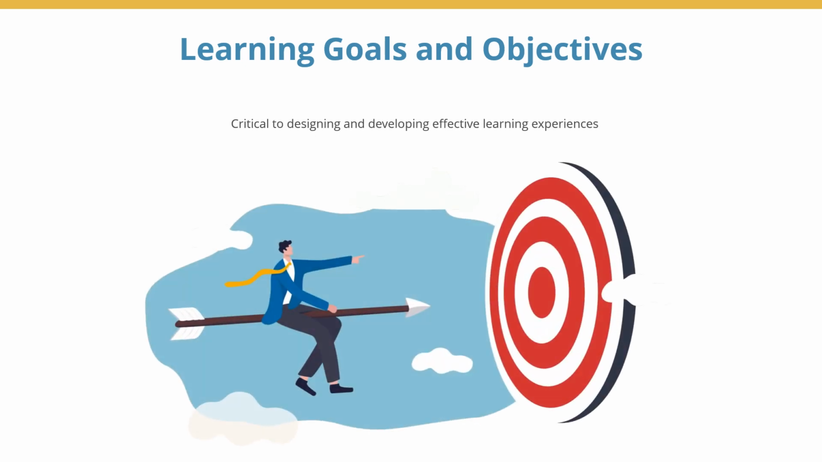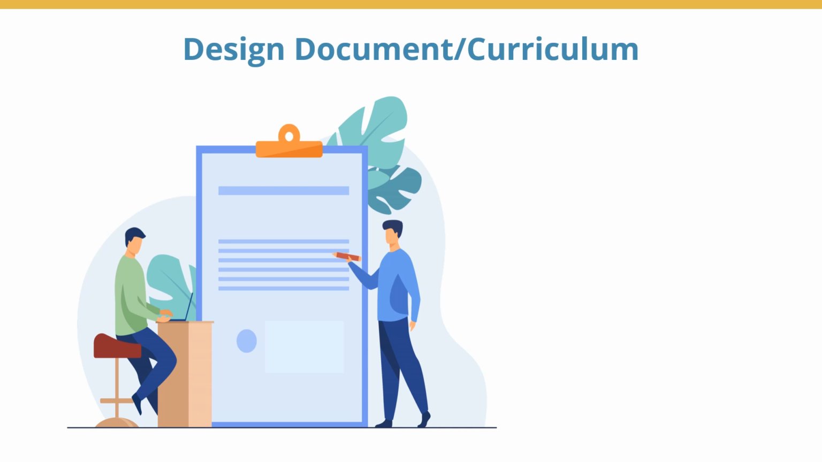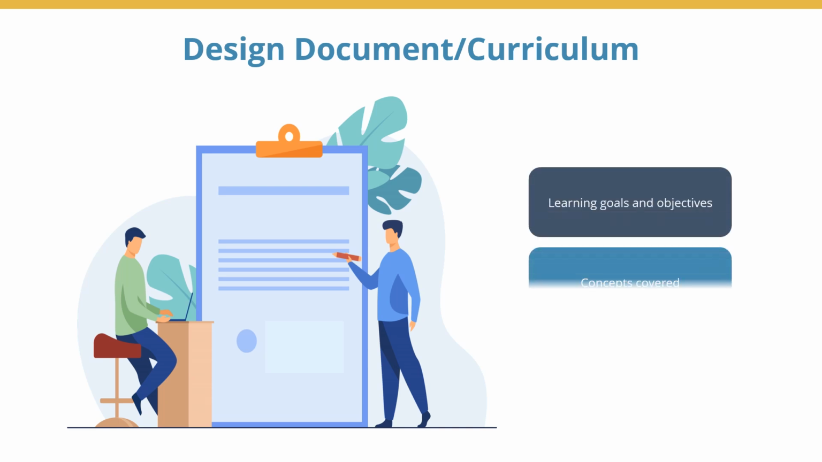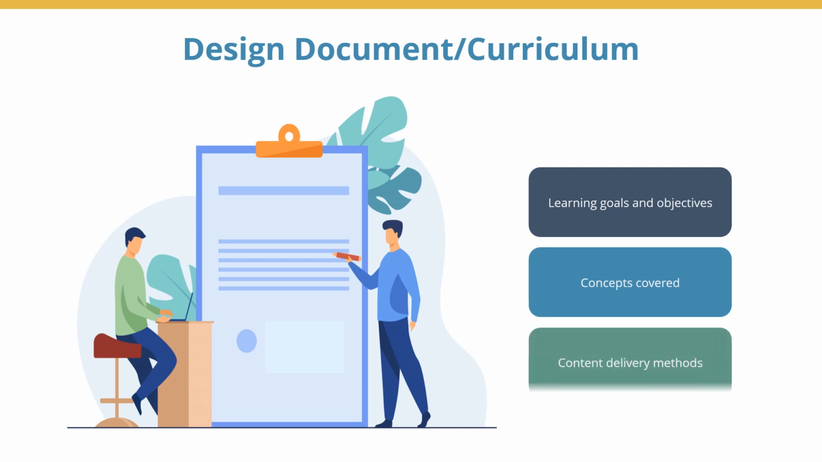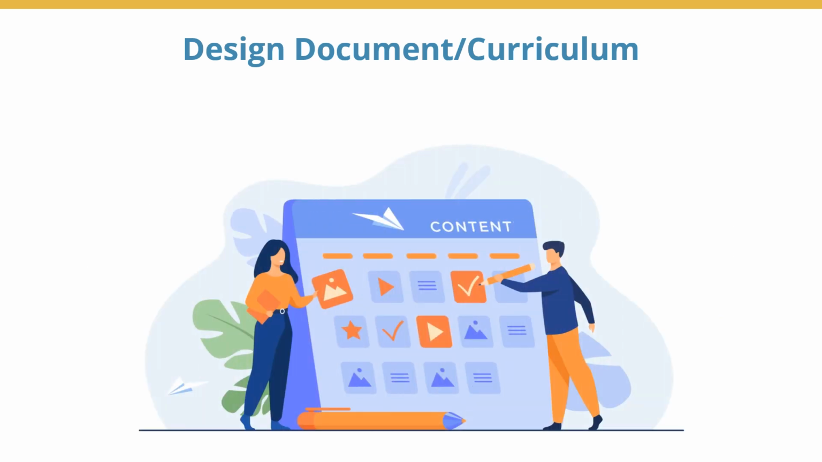Once the goals and objectives are set, the next step is to organize instructional activities. A design document or curriculum detailing the learning goals and objectives, concepts to be covered, and the methods of content delivery is created. The design document chunks the content into smaller pieces and arranges them in a logical sequence.